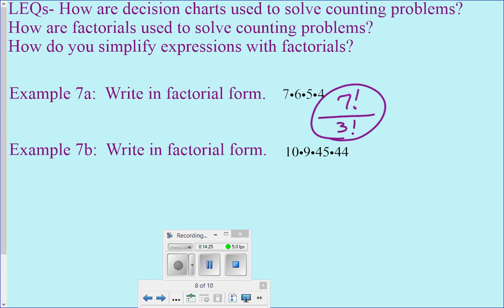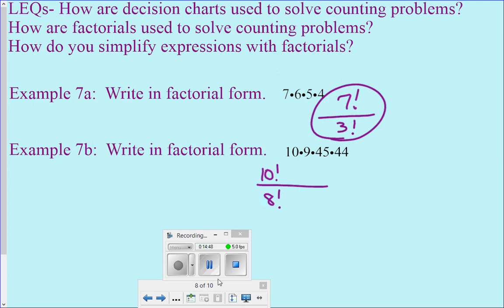So go ahead and try this one. 10 times 9 times 45 times 44. So I'm going to make one big fraction here. So same as I did with the 7 factorial over 3 factorial to get 7 times 6, we're going to do that to get 10 times 9. So hopefully you're realizing that's 10 factorial over 8 factorial. The 8 factorials will cross off and we'll be left with 10 times 9.